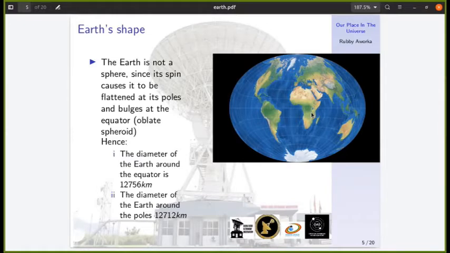The diameter of the Earth around the equator is about 12,756 kilometers, and the diameter of the Earth around the poles, that's the North to the South poles, is around 12,712 kilometers. So, what is so unique about the Earth?